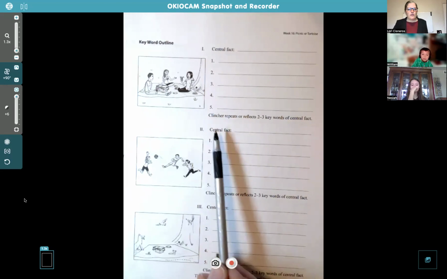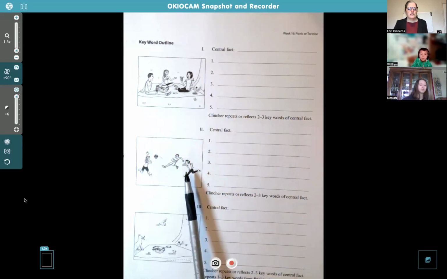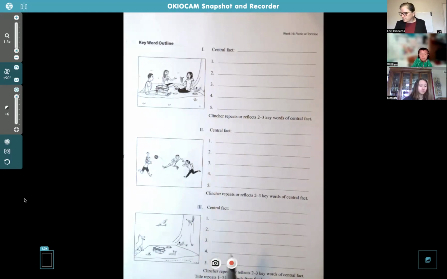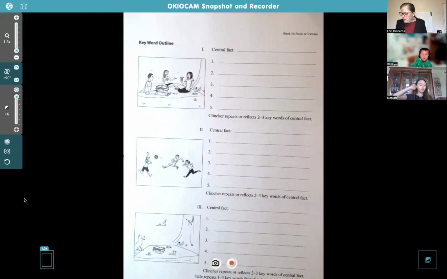So let's talk about the central fact first. So Nasiah, what do you literally see in this picture right here? They're playing football. Football. I like it. Yes. And so that's pretty much what we see there literally. So do you think here, why are they playing football?